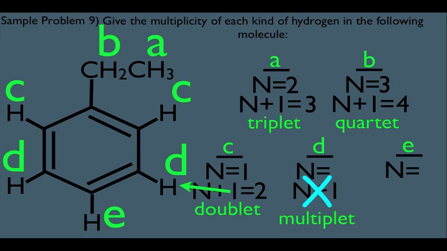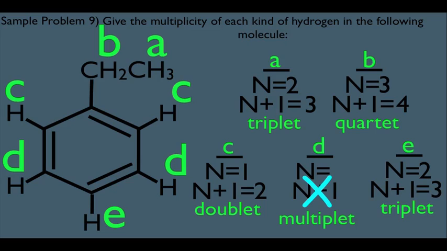He's got the D here on the right, and he's got the other D here on the left. But in this case, remember, his 2 neighbors are equivalent, so the N plus 1 rule doesn't fail in this case. And since there's 2 D hydrogens, his N value is 2. 2 plus 1 is 3, which means theoretically we should expect to see a triplet.